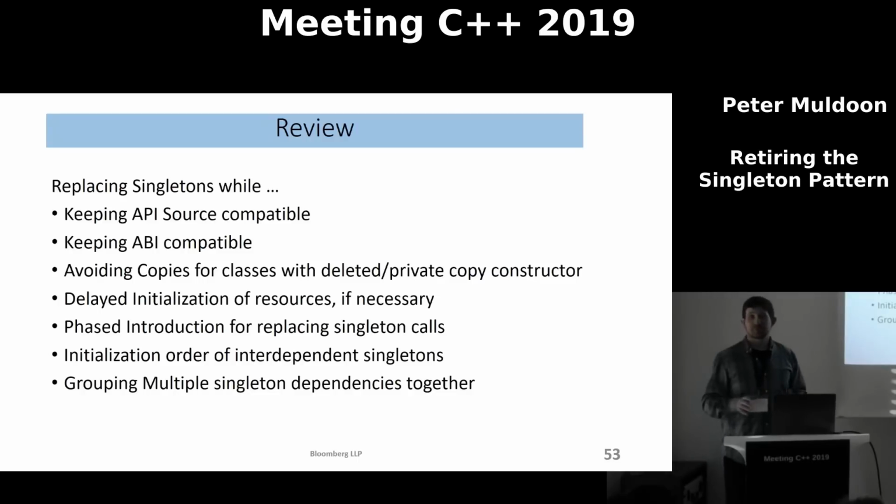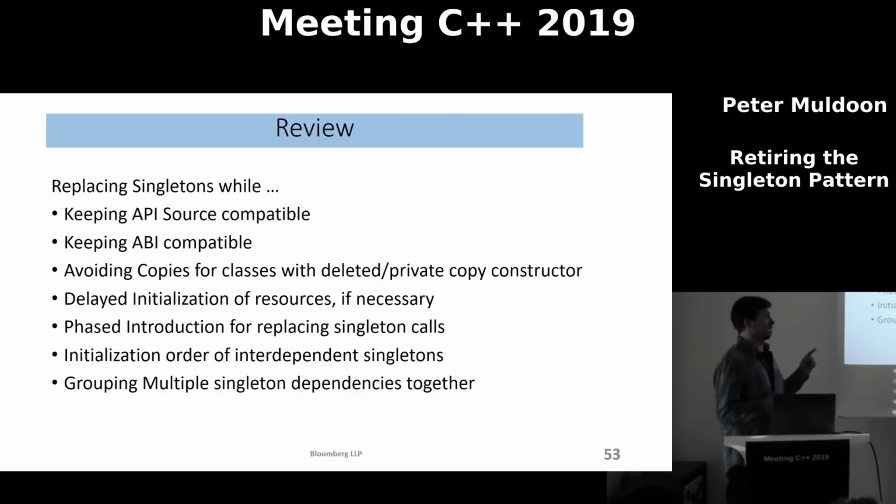So let's review. We replaced singletons, got rid of them, while keeping it API source compatible, and in a lot of cases that's probably all you need. It was all that I needed for what I was doing, but then someone said, hey, what if we were shipping a library? We've also seen how to keep it API compatible by using dispatch, how to avoid copies for classes with either deleted or private copy constructors, and how we can delay the initialization of resources. That really is a trick that is also in the regular singleton pattern, so we just had to duplicate that.